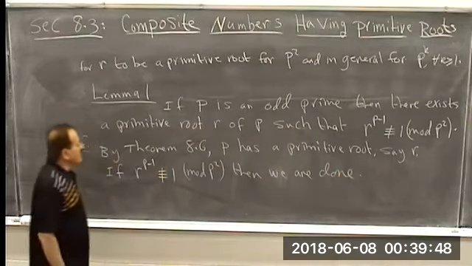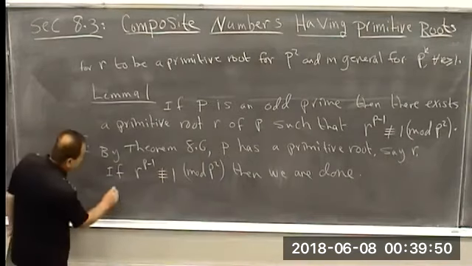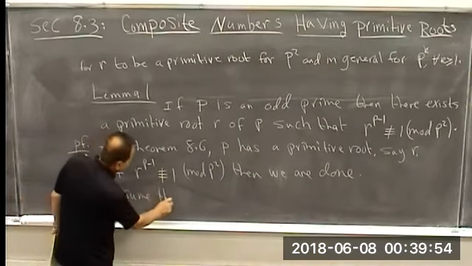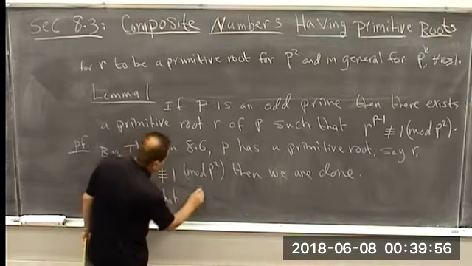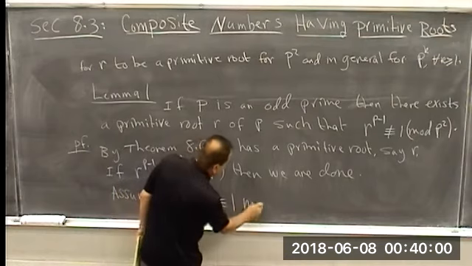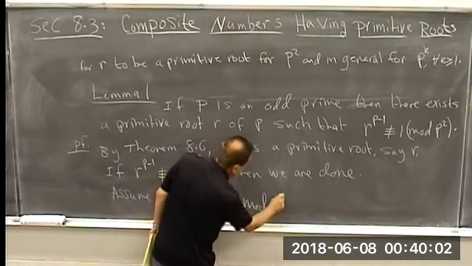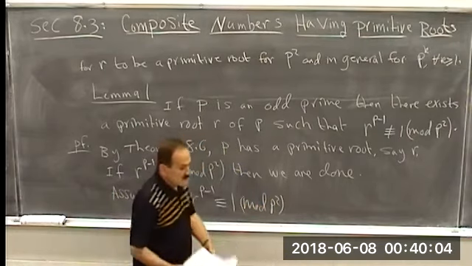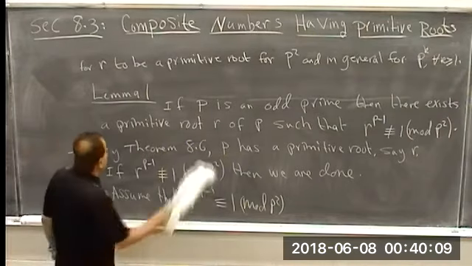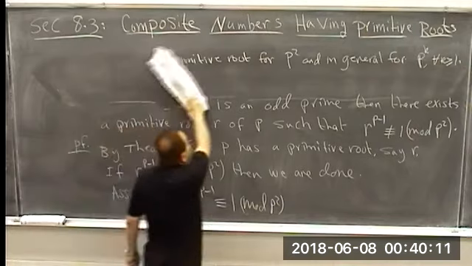So let's assume it does. Assume that R to the power P minus 1 is congruent to 1 mod P squared. I want to consider another integer related to P. So we're going to define an R prime.